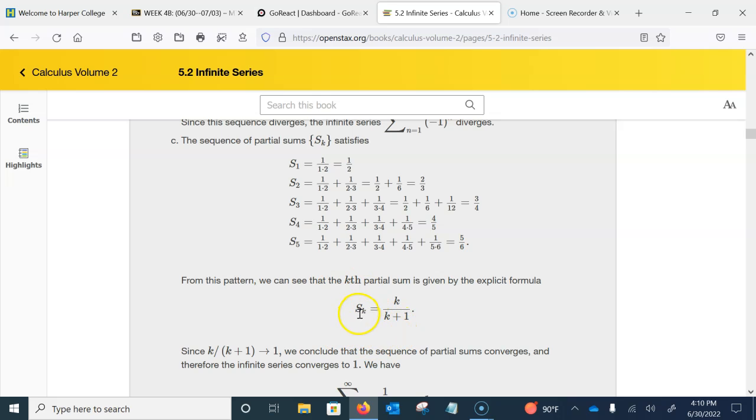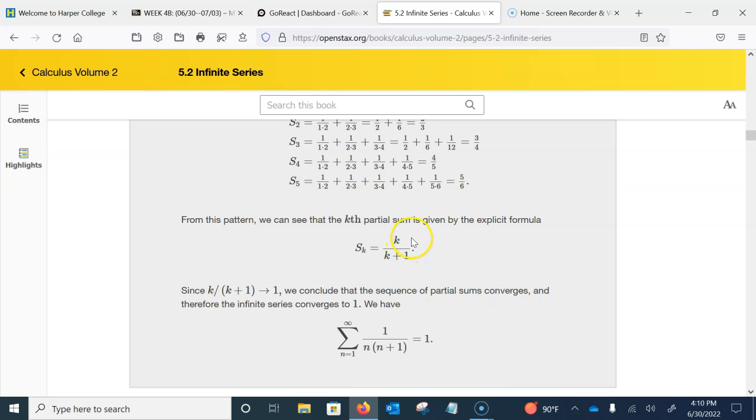So the limit of the partial sums as k goes to infinity would be the limit as k goes to infinity of k over k plus 1. And if we use L'Hopital's rule, because we have infinity over infinity, differentiating, we'd get 1 over 1, and that's 1, so the limit as k goes to infinity of 1 is 1. So the limit of S sub k as k goes to infinity is 1. Therefore, the series converges, and it converges to the value of 1.